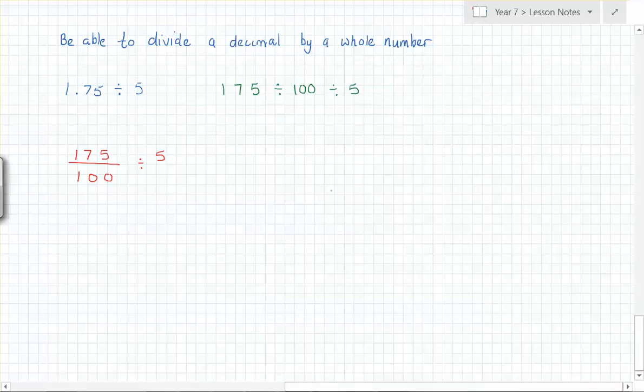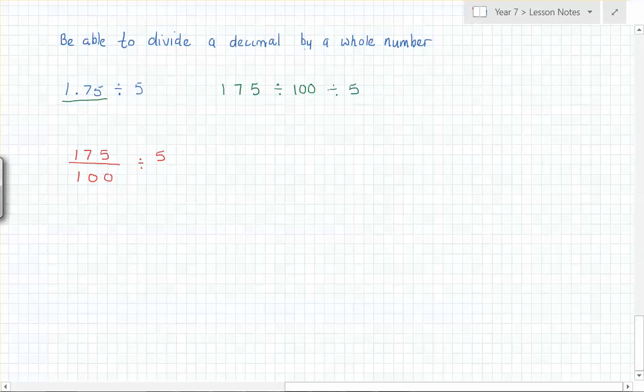I just want you to accept that this is the same as this. They're all the same thing. Yeah, because 1.75 is the same as 175 divided by 100.